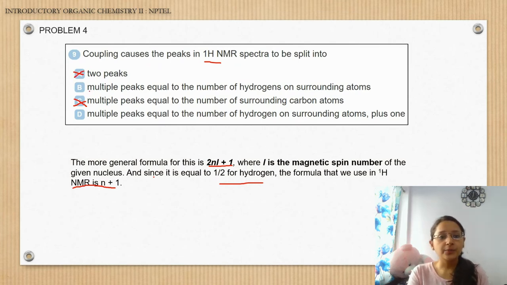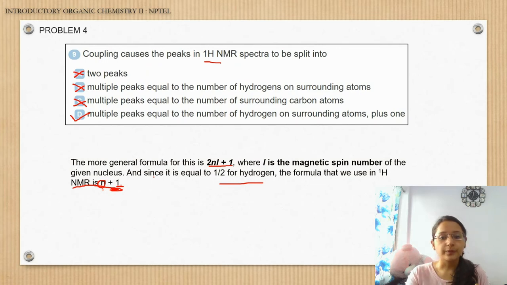The option is multiple peaks equal to the number of hydrogens on the surrounding atom. That is, n is the number of hydrogens which are present on the surrounding carbons. But there is also the value that is present here, that is plus 1. So option D will be the correct one irrespective of B, because we have n plus 1 here. The number of hydrogens present on the adjacent nuclei plus 1 will be the peaks arising due to the coupling of the different hydrogens.